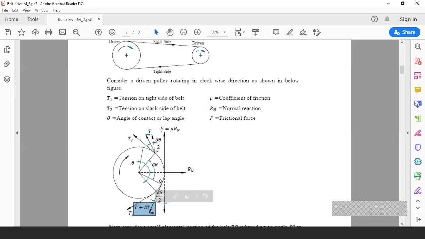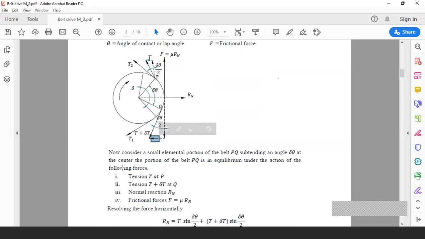We have to consider two more parameters: a tangential force F, the frictional force acting in this particular direction, that is mu into Rn, and another one, the normal reaction perpendicular to this tangential force. T is the slack side tension and T plus delta T is the tight side tension, and the angle made is delta theta. If I resolve these tensions T plus delta T and T in two directions, vertical and horizontal, I get two more forces here. I have to consider those forces for equilibrium.